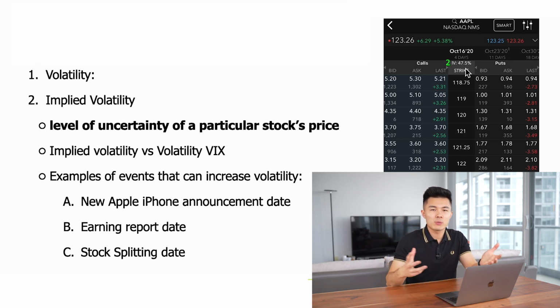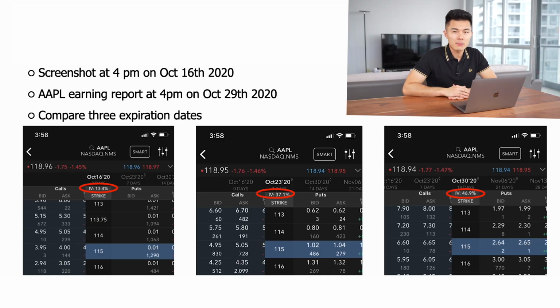So why do I spend so much time explaining the volatility? It's because the higher the volatility, usually the buyer of the option will have to pay more premium to get into this lottery ticket. Now, as an option seller, the higher the volatility, the more premium, the more cash, you will receive. So I'll do a quick demo on how the implied volatility really changes around Apple earning day.